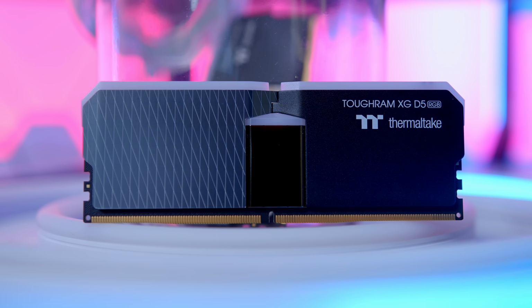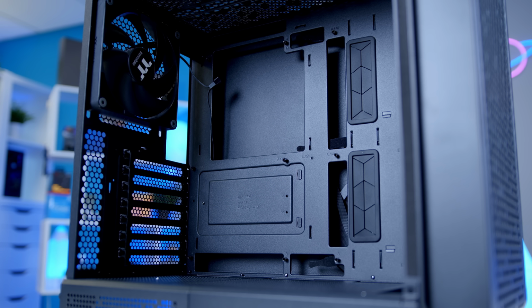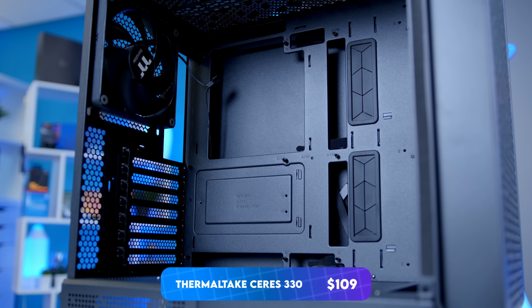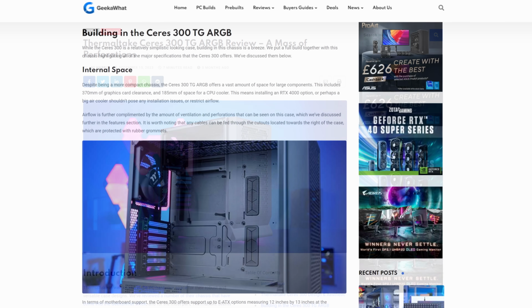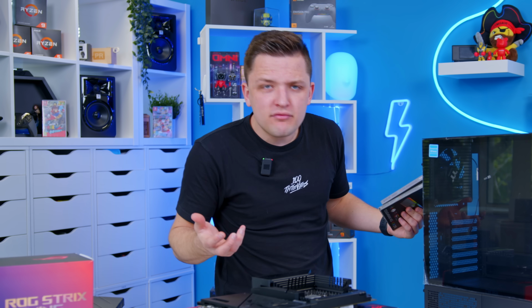Now, memory-wise, I've gone for a bit of a Thermaltake theme in this build. Their Ceres 300, which is one of their BTF cases, reviewed really well with us when we looked at it the first time around. I like the mesh at the front, the tempered glass is cool. It's just a really nice chassis.